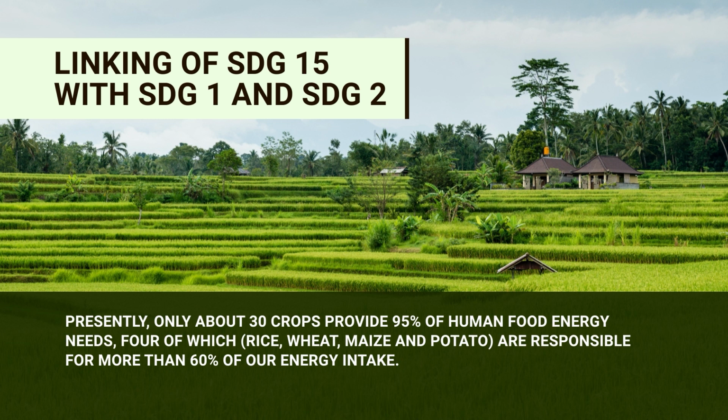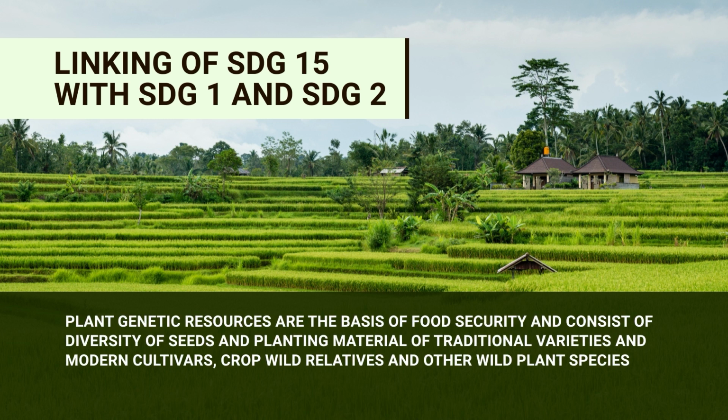Presently, 30 crops provide 95% of human food energy needs, and out of those, the four major crops are rice, wheat, maize, and potato. Altogether these four crops form 60% of the energy intake. Plant genetic resources form the basis of food security for human beings, and they consist of the diversity of seeds and planting material of traditional varieties and modern cultivars, which arose from the wild relatives of various plant species.